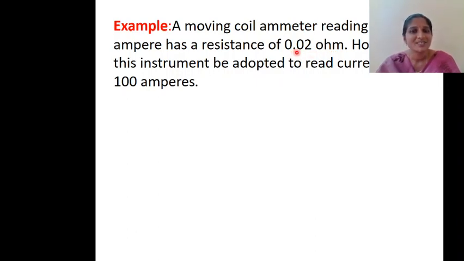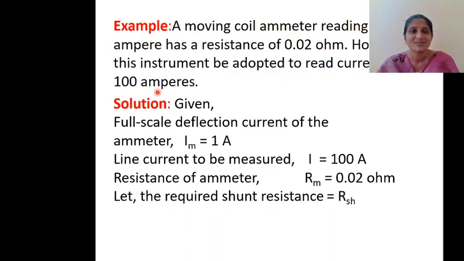So given Rm is equal to 0.02 ohms, whereas the current through the ammeter, meter current Im, is equal to 1 ampere, and it should be increased to 100 amperes. That means the total current should be 100 amperes. So the total current I is equal to 100, Im is equal to 1, Rm is equal to 0.02, and you need to find the value of RSH.